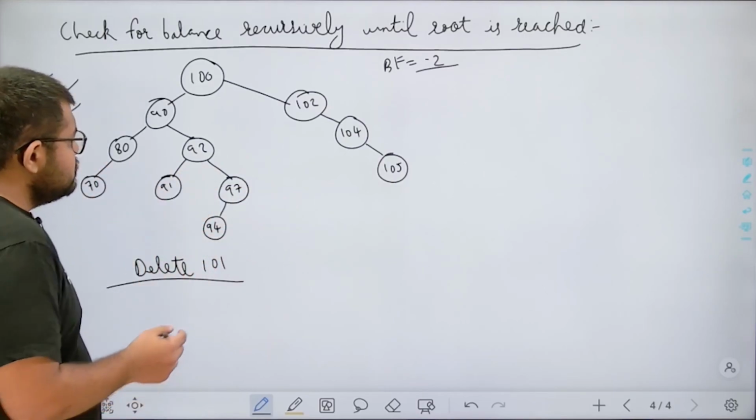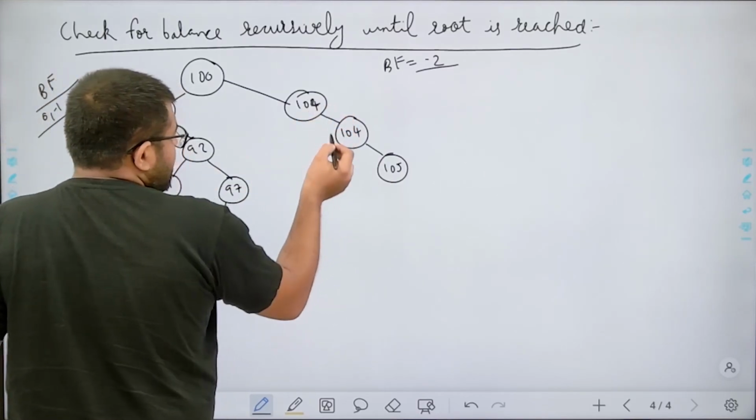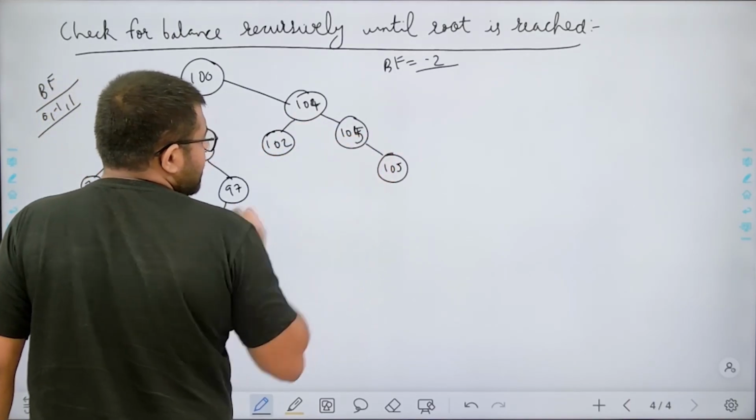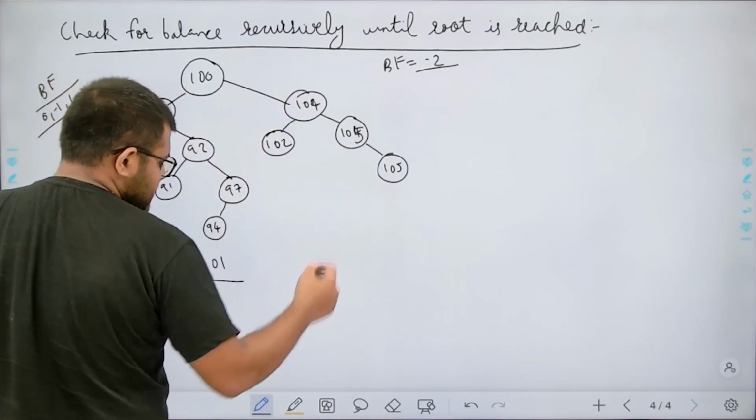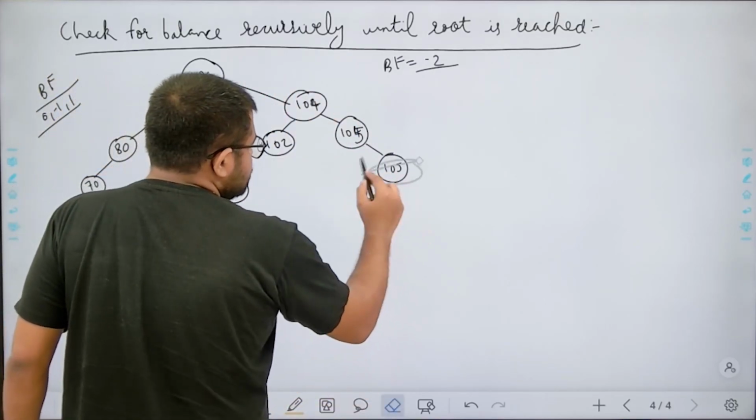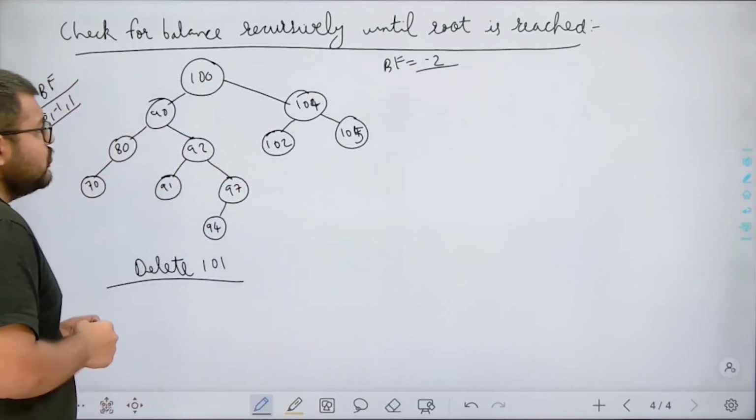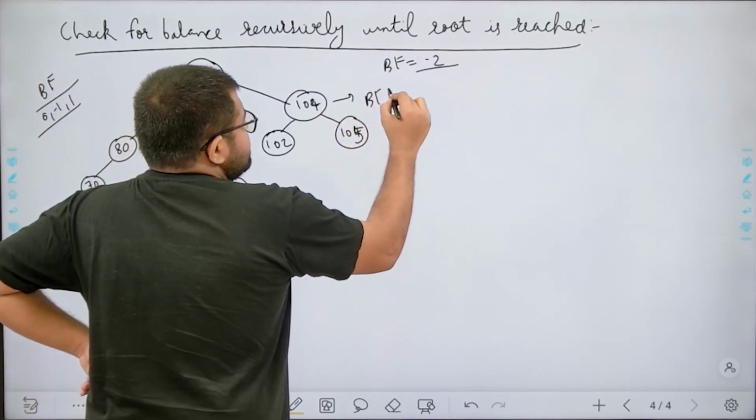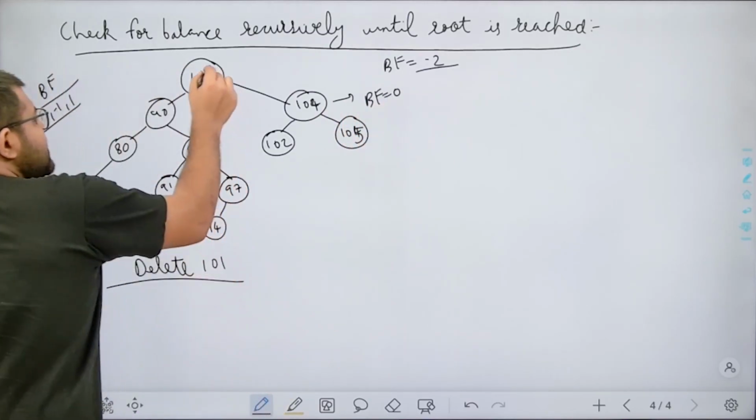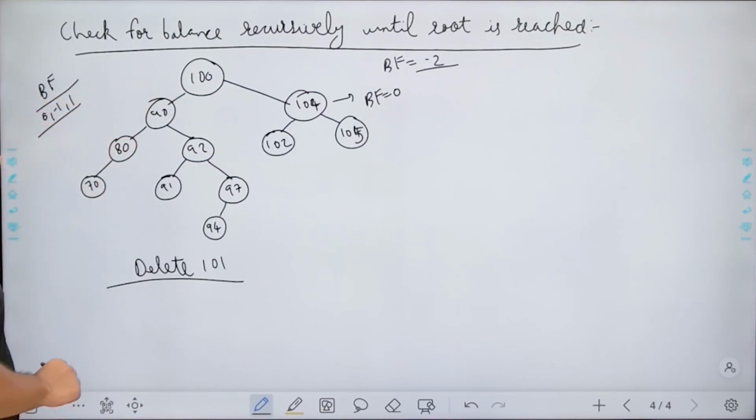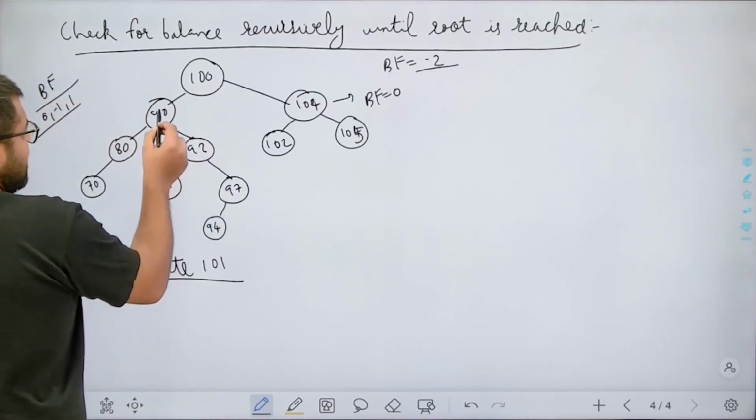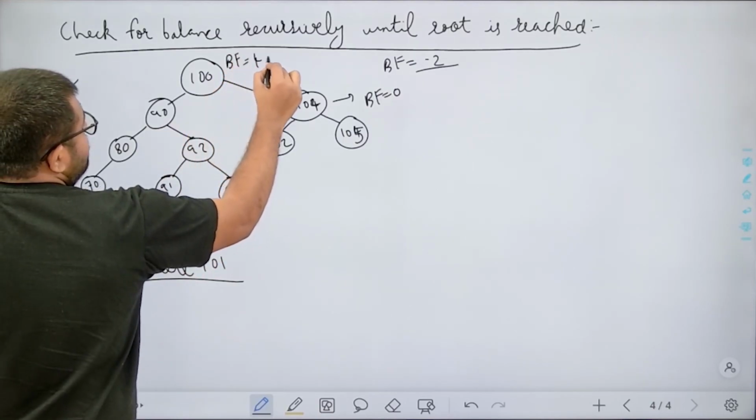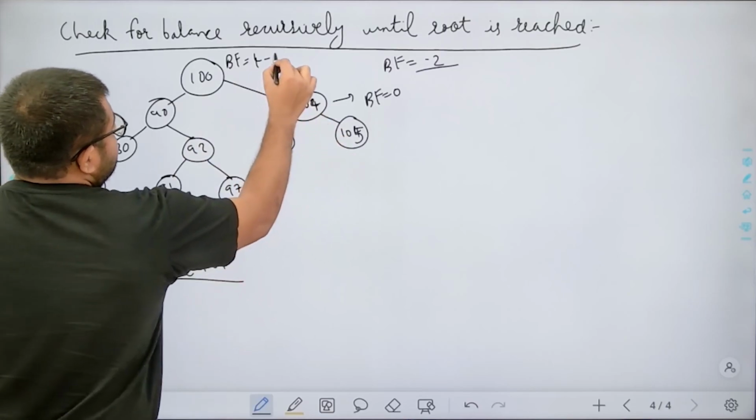So what will happen? 104 will come here, 102 will come here, and 105 will come here, because we will do a left rotation and this 105 will go. Okay, so let's remove this. Now if you look carefully, this node balancing factor from -2 became 0. So this is balanced, but this became unbalanced. Why? Calculate its balancing factor. What is the height of the left child? 1, 2, 3, 4. So balancing factor is 4 minus 1, 2.